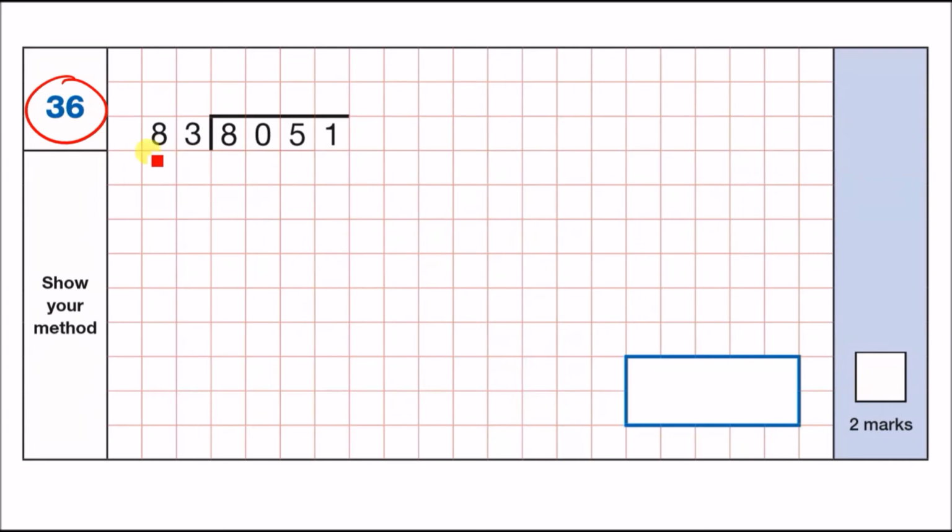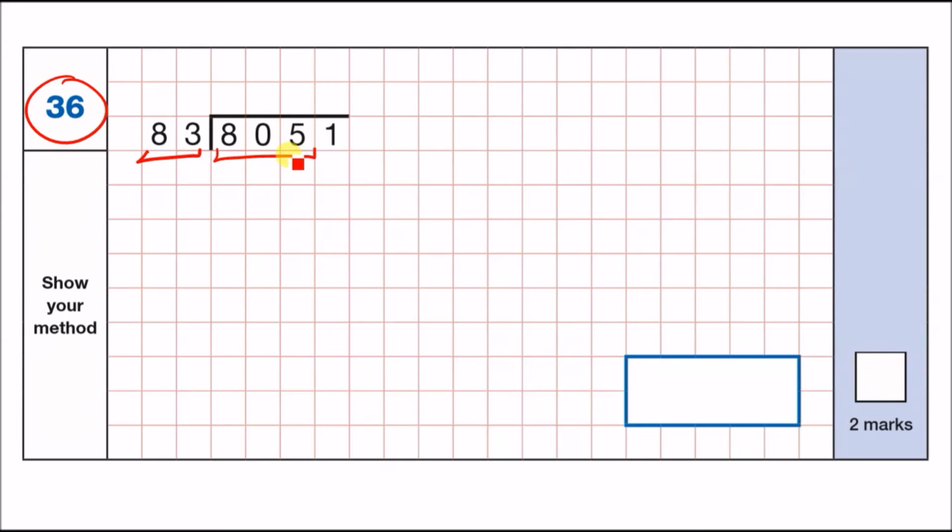So first things first, how many times does 83 go into 8? Well, clearly nothing because it's way bigger. So let's carry 8 across. How many times does 83 go into 80 then? Well, again, it's nothing because 83 is still bigger. So here comes the main thing. Now, how many times does 83 go into 805?